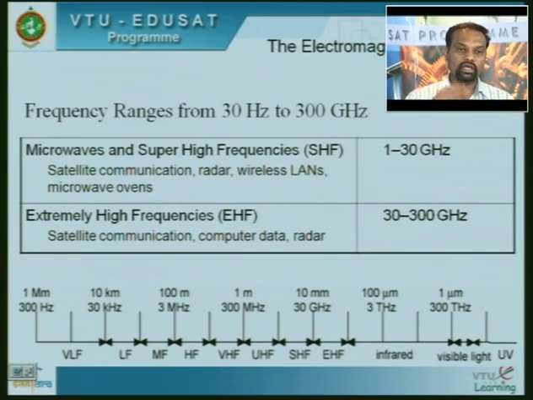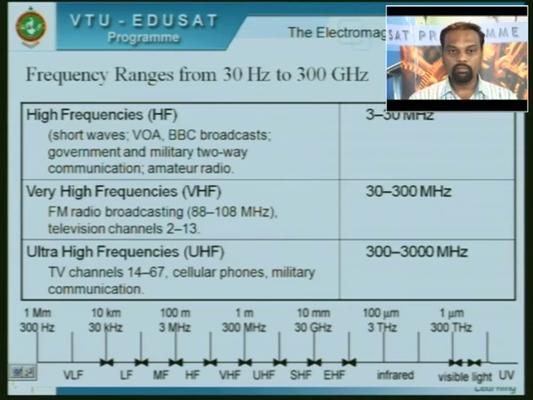Now extremely high frequencies, any frequency between 30 to 300 gigahertz, we call extremely high frequencies, which are basically used for defense purposes and radar signals. These are the ranges of your electromagnetic spectrum. Let me summarize some of the important factors here.